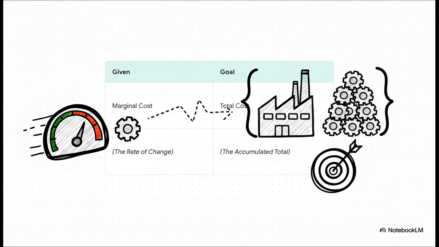But the board of directors, they don't really care about the cost of the 501st widget. They want to know the total cost to produce an entire batch of, say, 5,000 widgets for a huge client. That's the strategic number. That is our goal. So mathematically, what we're trying to find is the definite integral of our marginal cost function, C prime of X, from 0 to 5,000. Now, that notation might look a little scary, but all it really means is add up the marginal cost for every single unit, from the very first one all the way up to the 5,000th.